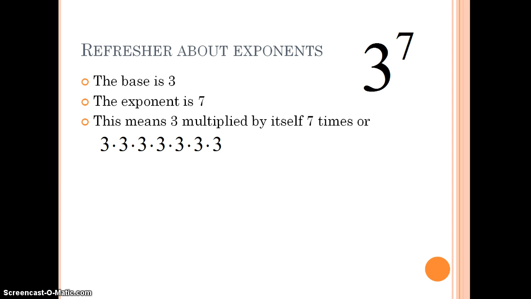Here's a refresher about exponents. Look in the upper right-hand corner at 3 to the 7th power. The 3 is the base and the 7 is the exponent. This means 3 multiplied times itself 7 times, or 3 times 3 times 3 times 3 times 3 times 3 times 3. Just a little refresher.